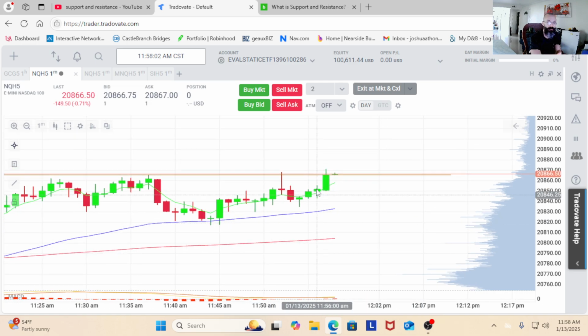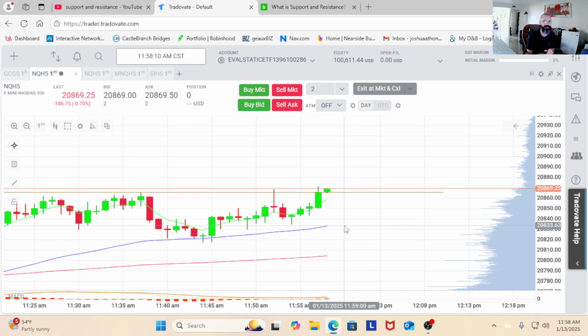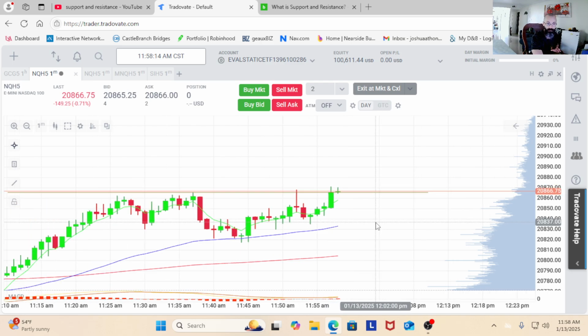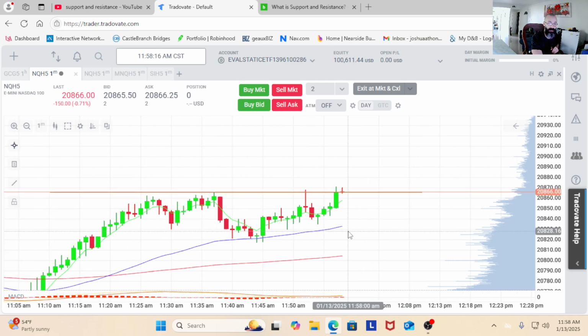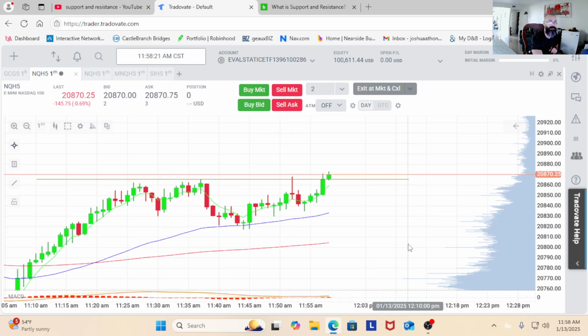Now let's see perfectly right here if it's still a resistance, or does it become a support now. This is a perfect example. This couldn't happen at a better time, guys. We're going to live look. This is the live Nasdaq, whether this is still a resistance or not. Alright, so far it broke it. Now it's trying to become a support, right? It isn't a support yet.